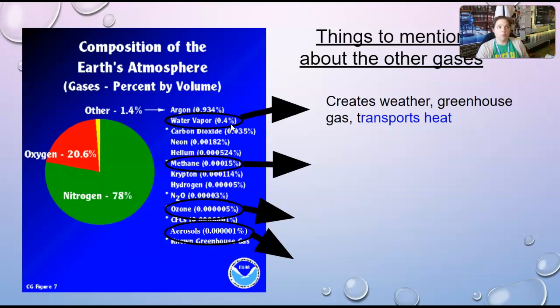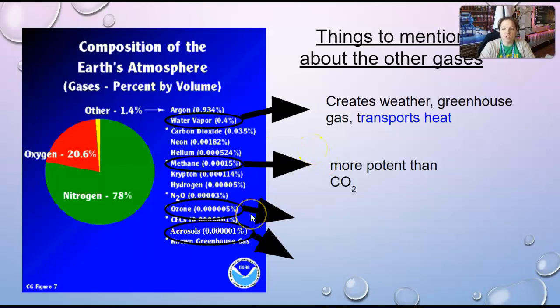and water vapor is used to transport heat. It creates greenhouse gas that warms up the earth. The water vapor does warm up the earth. It also creates weather. Then you have methane. It is more potent than carbon dioxide. This is like gases, certain gases.